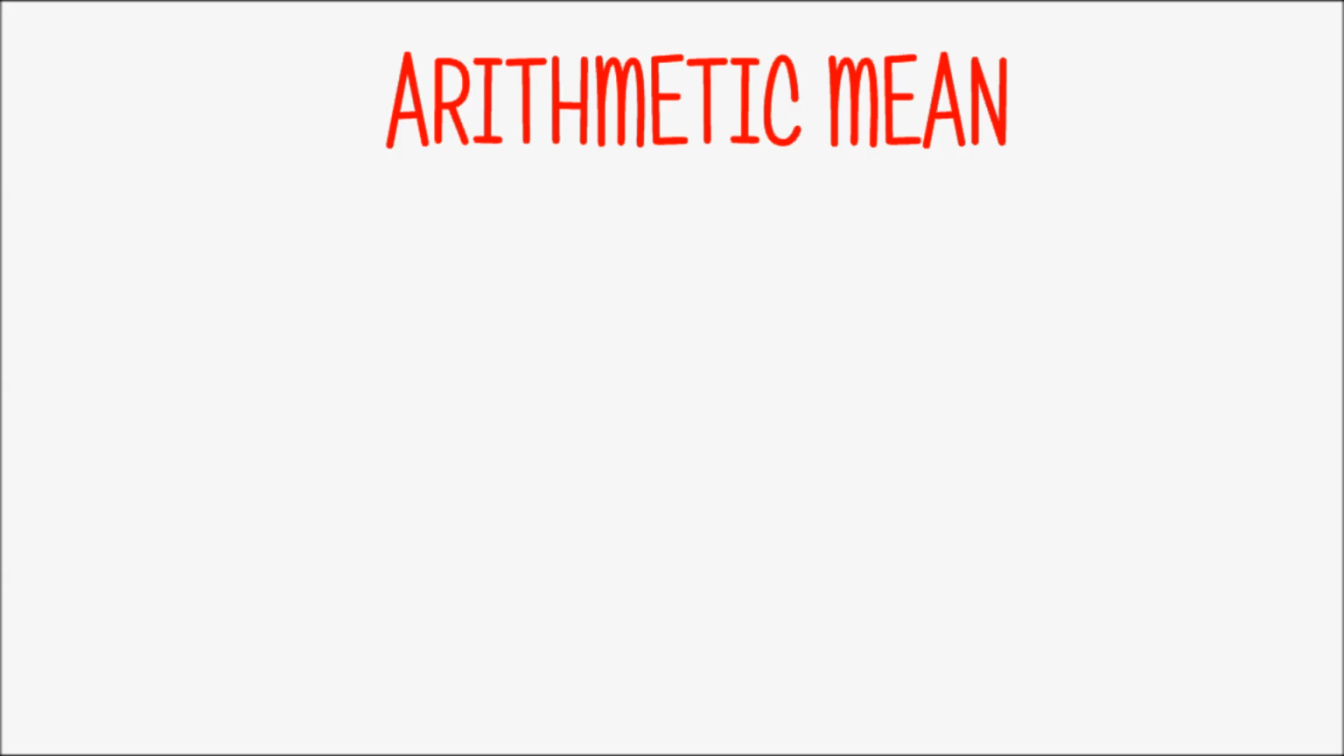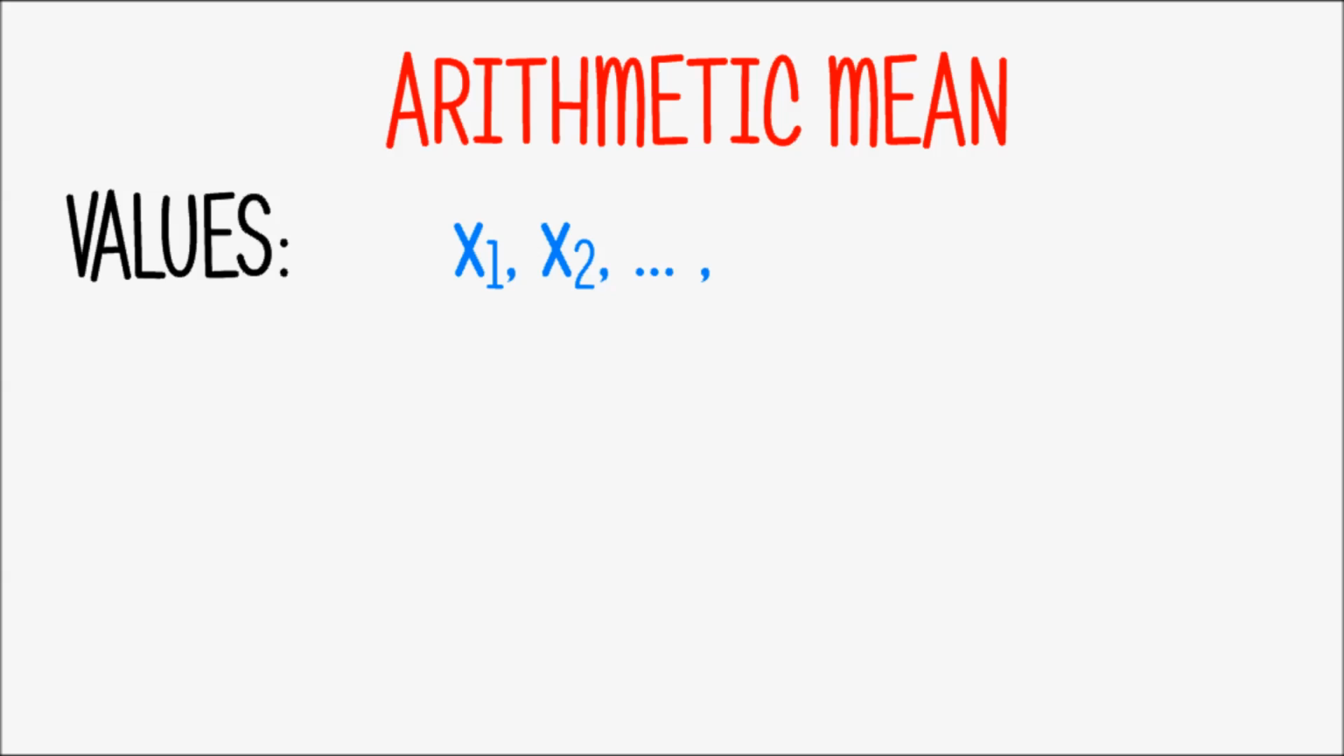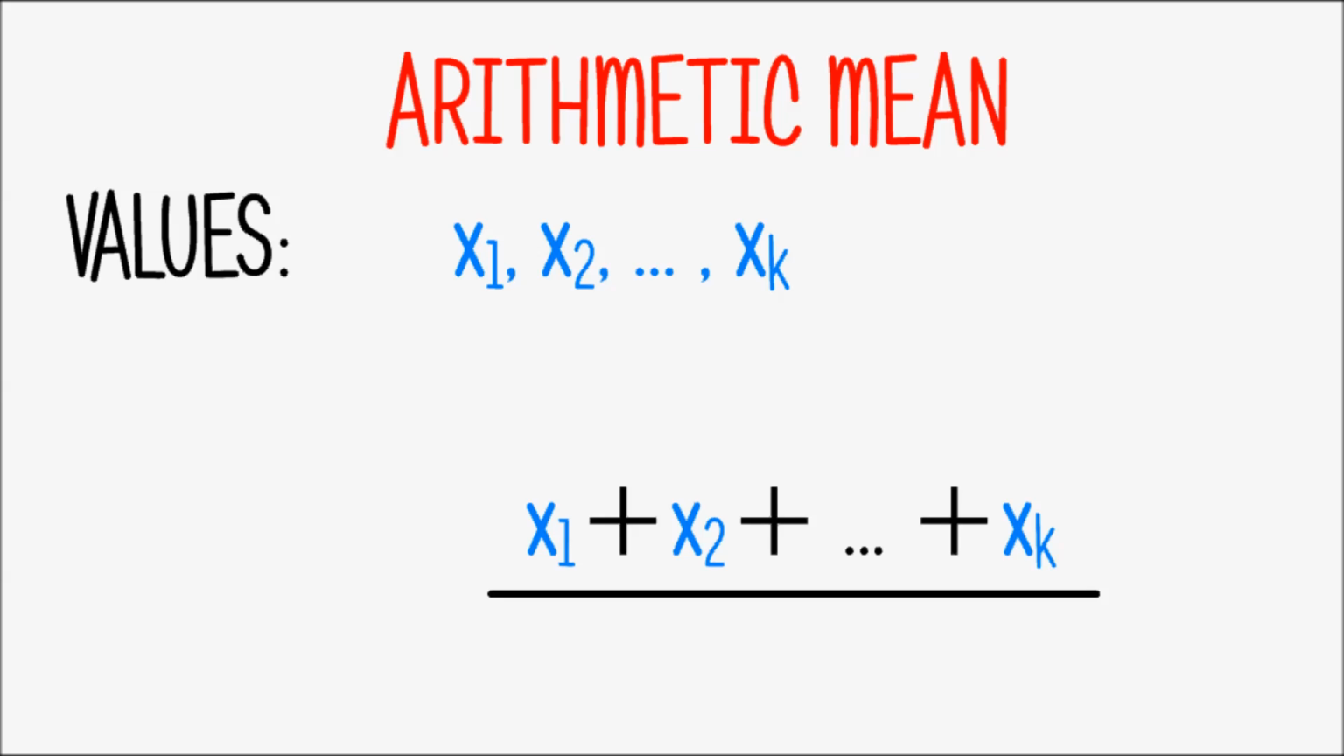In general terms, if we call the values for which we want to calculate an average x1 for the first value, x2 for the second one, and so on, may xk be the last value, then the formula is: sum up all values and divide by the number of values. Although there are alternatives, it is quite common to use an x with a bar on top as symbol for the arithmetic mean. I call it briefly x bar.